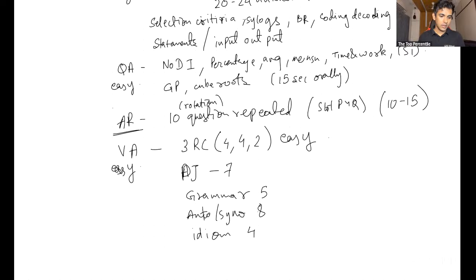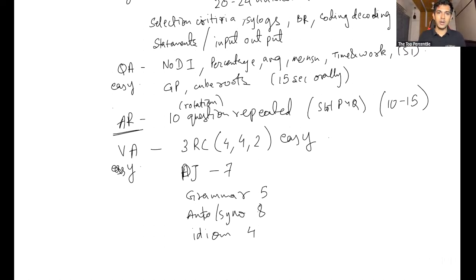This is one thing I think it was tough. Let me just check. Two words have a certain relationship. Find the similar in the options. Okay. A new type of question which is sort of tough.